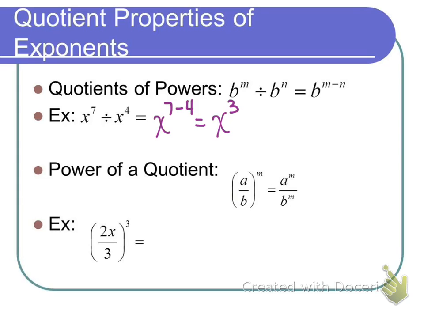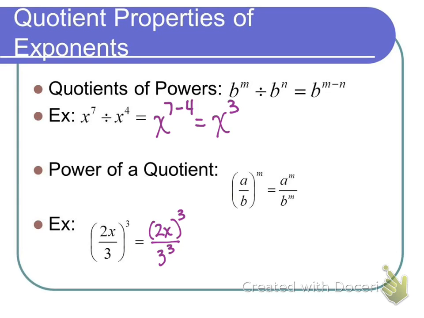Also, the power of a quotient rule, that next rule, is very similar to the power of a product. For the power of a quotient, you're going to give the exponent, in this case they set it up as a fraction, to both the numerator and the denominator. Both the dividend and the divisor, if you prefer it that way. The exponent gets given to the top and the bottom. So on that example, the 2x in the numerator gets cubed, and the 3 in the denominator gets cubed.